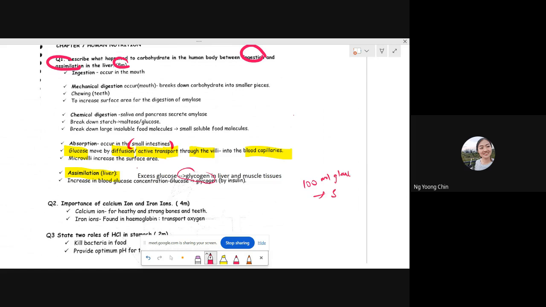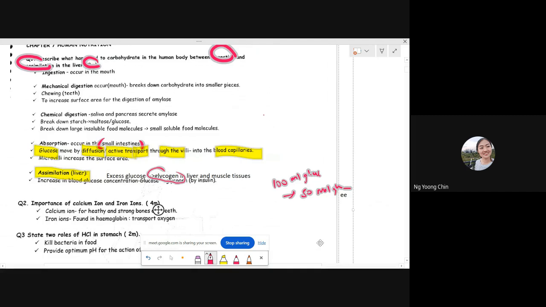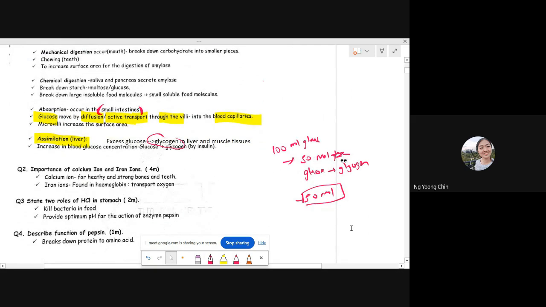You have only 50 molecules of glucose able to convert into glycogen. Okay, 50 molecules of glucose able to convert into glycogen. Then how about another 50? Another 50 of the glucose still exist in the blood, I mean, in your blood glucose level. So this means that this extra glucose will convert into fats.